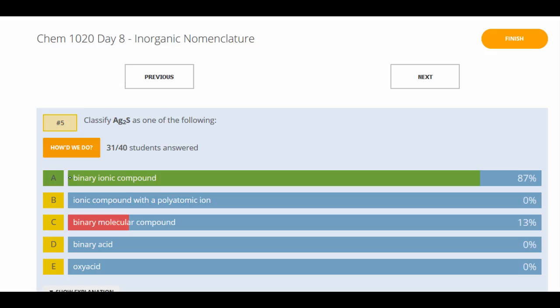This is a binary ionic compound. Binary because it has 2 elements. Ionic because we have metal with a nonmetal. Metal with nonmetal means it's ionic. If it's molecular, which type of elements are present? Only nonmetals or metalloids. Silver is a metal.